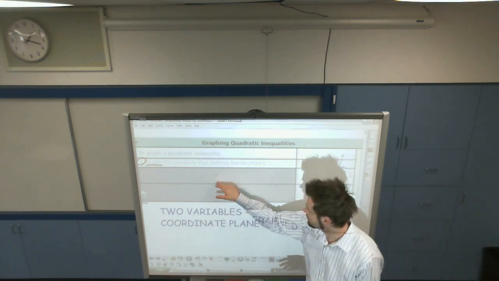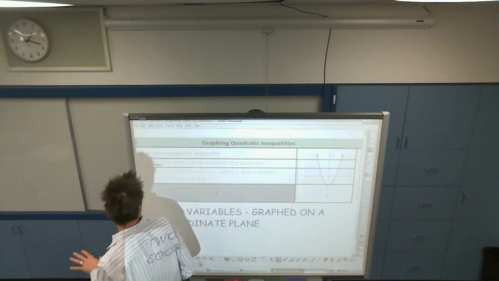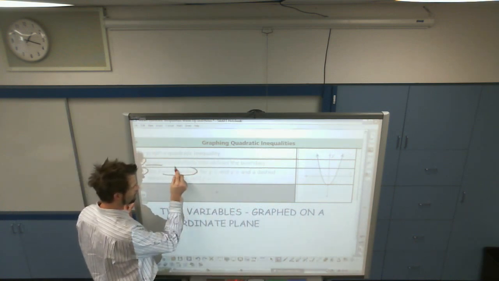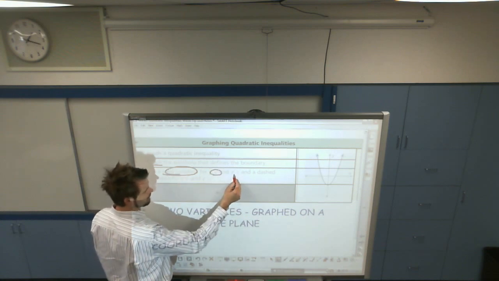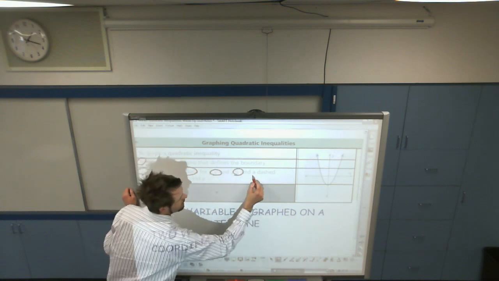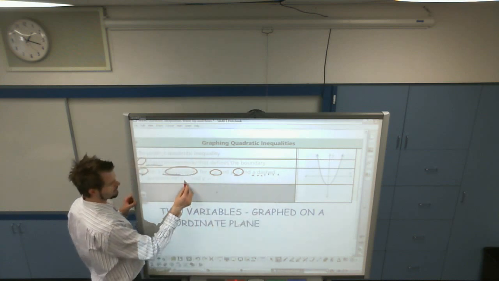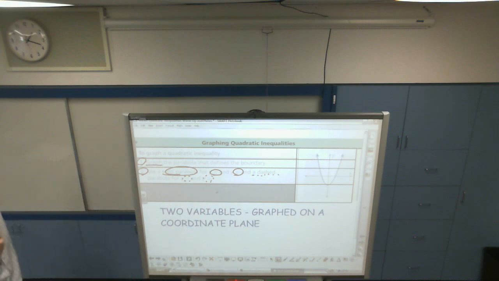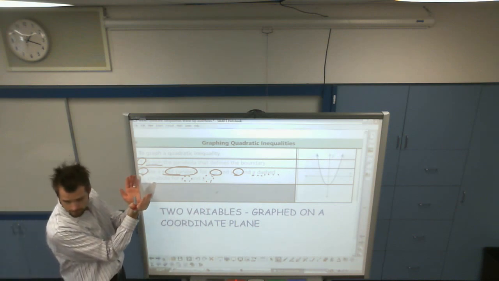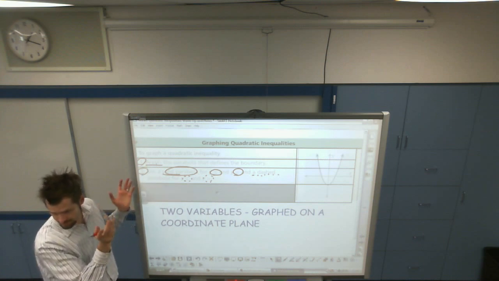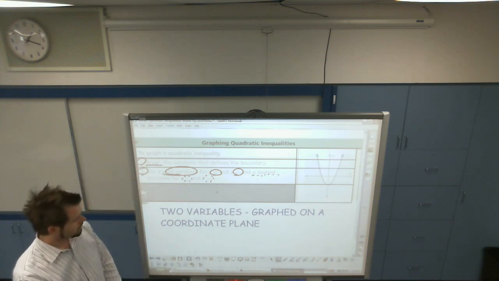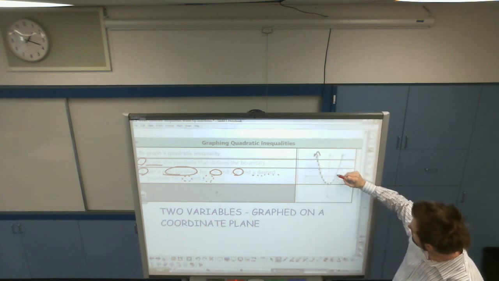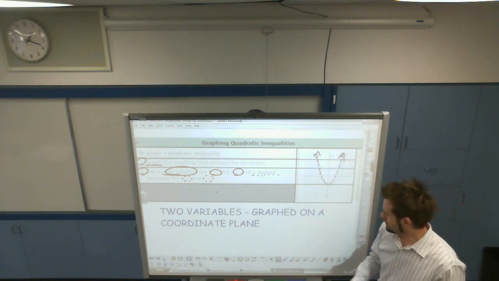After you've graphed it, step 2, just like the warm-up: you make a solid parabola if you have less than or equal to or greater than or equal to, and you make a dashed or dotted parabola if it's just less than or just greater than, exactly like the warm-up, except we'll have a parabolic shape instead of a linear shape, but same difference. So, your graph may look something like this, for example.